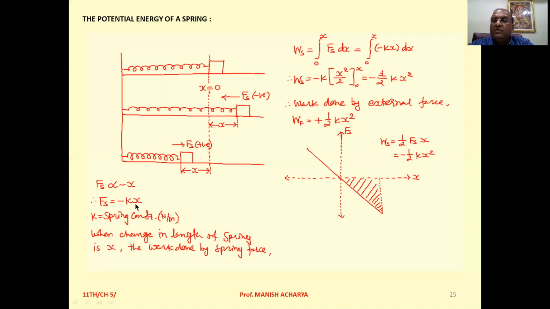But fs equal to minus kx. So if we replace this fs by minus kx, then resultantly the work done by spring force comes to minus half kx square. We had calculated the same thing here earlier, right? So it can be calculated this way also.